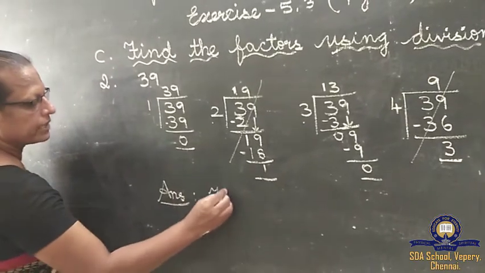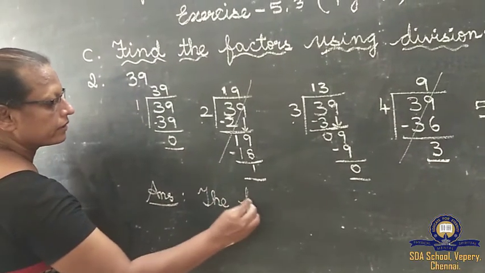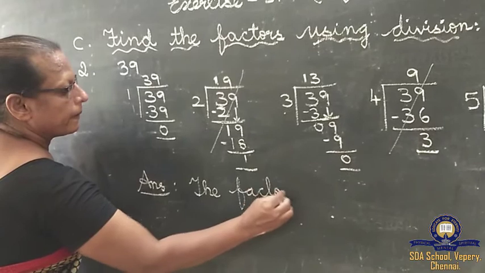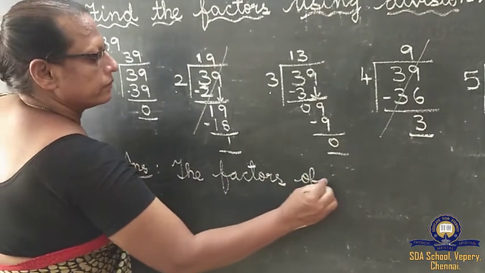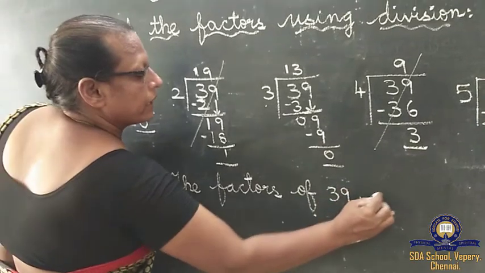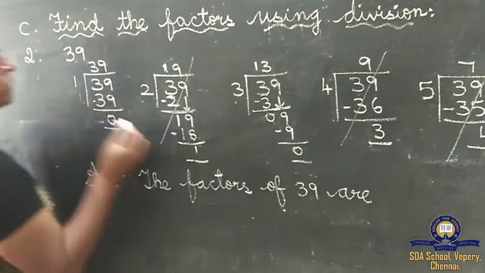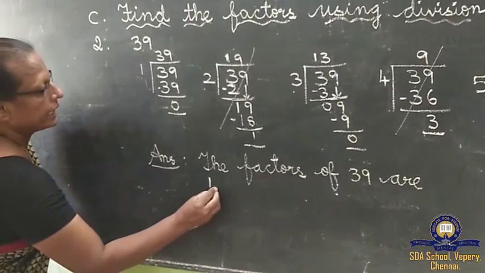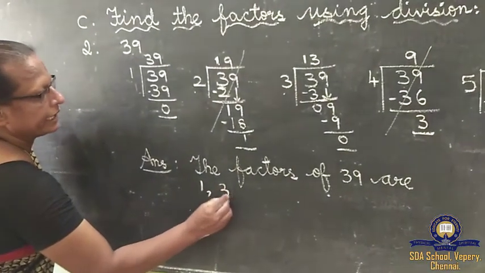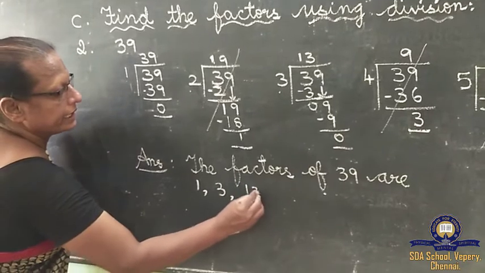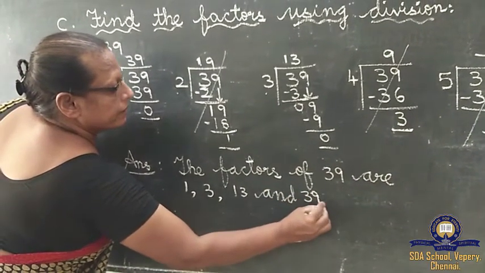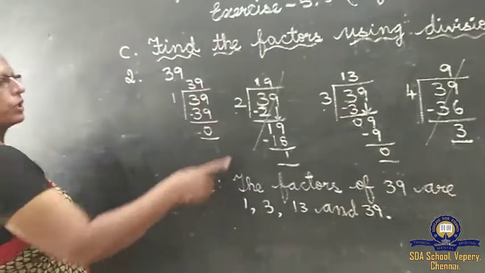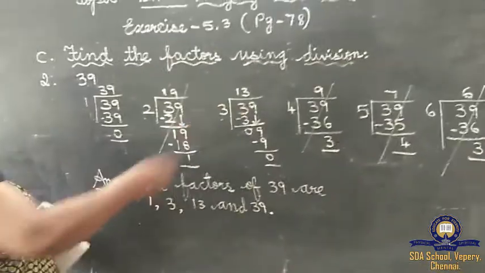So what's the answer, children? The factors of 39 are, what are the tables, children? 1, 3, 13 and 39. Understood, children? You can strike it out with the pencil.